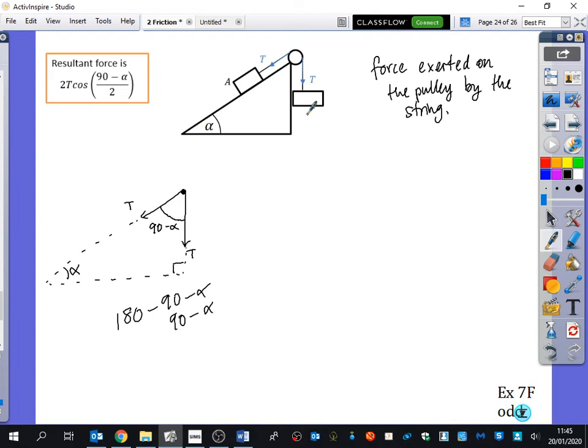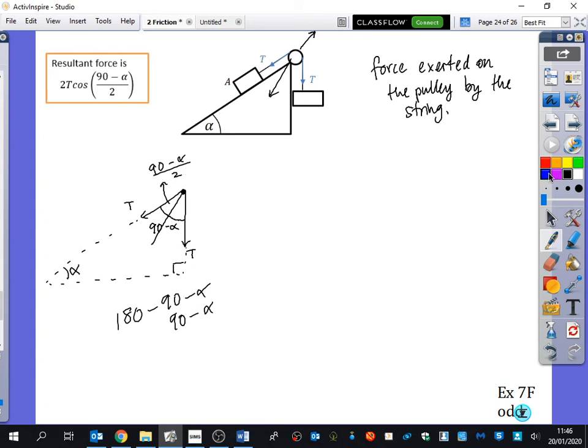So that means, because she was saying, oh yeah, I have to put my arm up at that angle to stop her arm moving, the string must be trying to pull it down like that. What can you say about the angle here? It's half of it. So the angle here and here is going to be 90 minus alpha over 2.